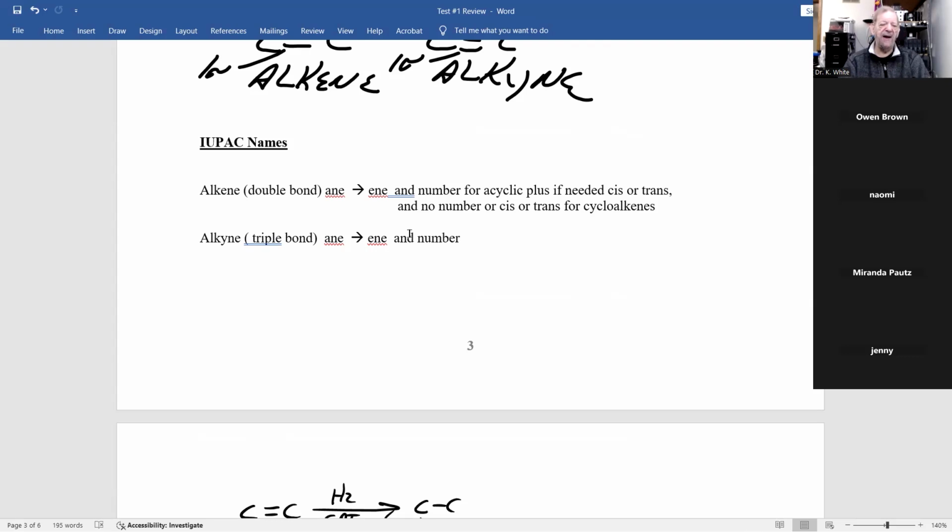Now, for a triple bond, find the longest chain that has both carbons of the triple bond, name it as an alkane, drop the A on the ending, and put in YNE and a number. And the number is the carbon closest to the end of the chain that has one of the carbons of the triple bond.